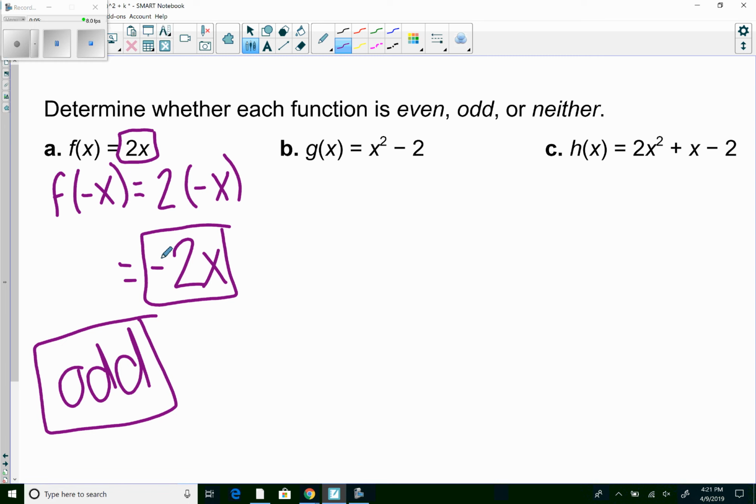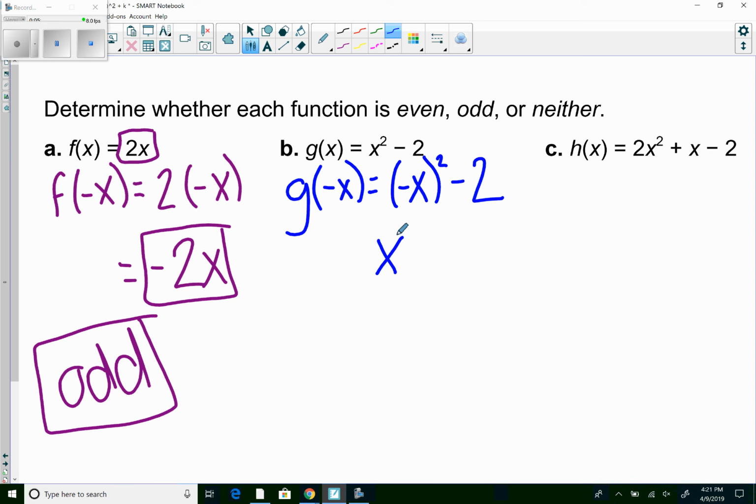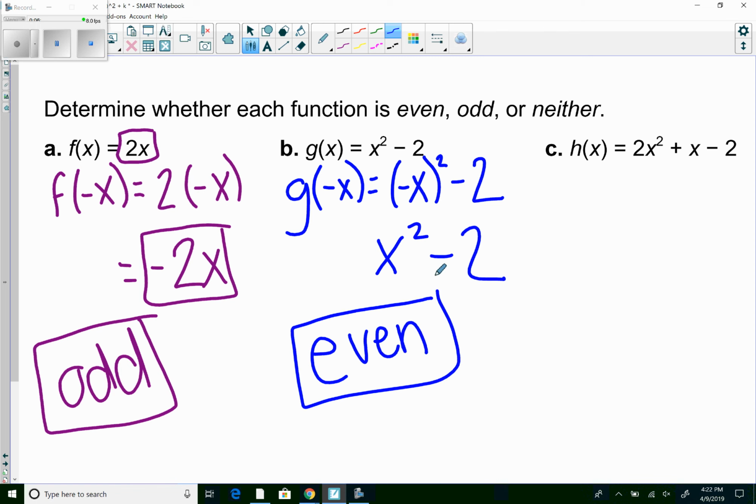It turned odd. Okay? Second example, same kind of thing. We're going to plug a negative x in there. So that's negative x squared minus 2. And then if we take that negative x and multiply it by itself, that actually stays. So we ended up coming up with the exact same original function, right? There was no change from this to this. So this time we can say that our function is even.